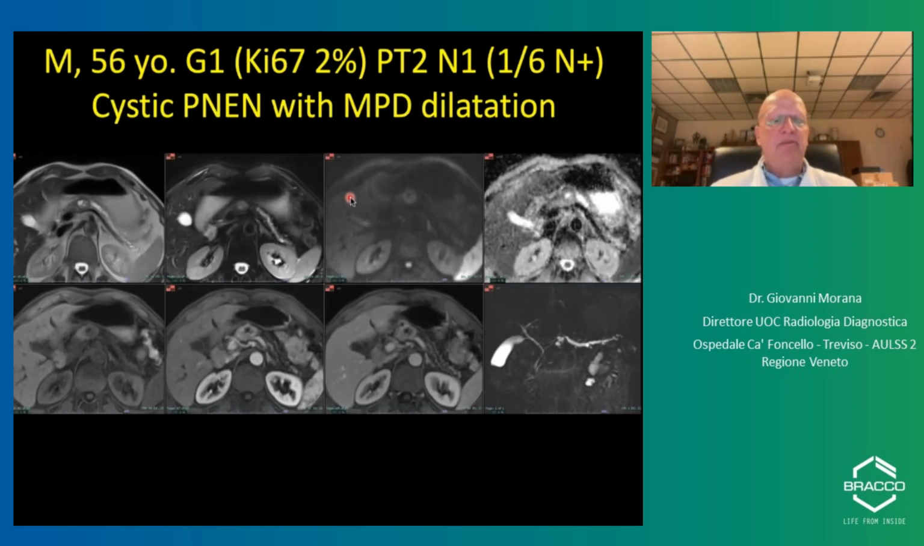And cystic PNENs, more often we see these atypical lesions, and whenever you see a cystic lesion with thick walls, restricted walls, enhancing walls, think about the cystic PNENs, like in this patient, which was a G1, pT2, N1 PNEN.